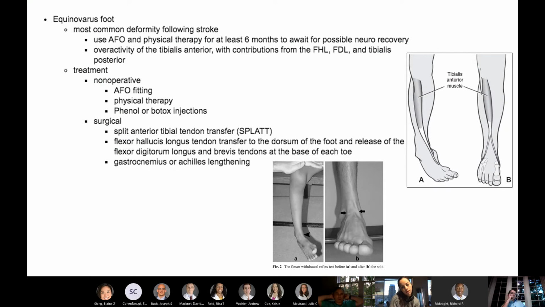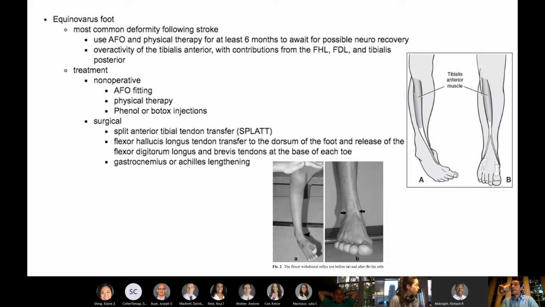So equinovarus, most common following stroke. Again, you want to wait for at least 6 months, and what you're waiting for is essentially what is going to be the long-term outcome. I'll many times wait a year for this type of thing. Yeah, I think a year, at least 9 or 10 months.